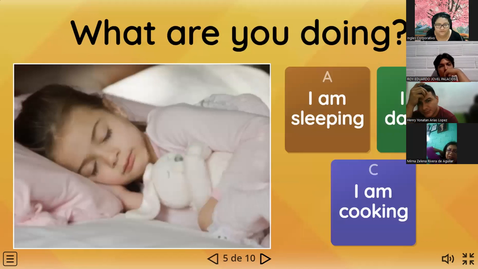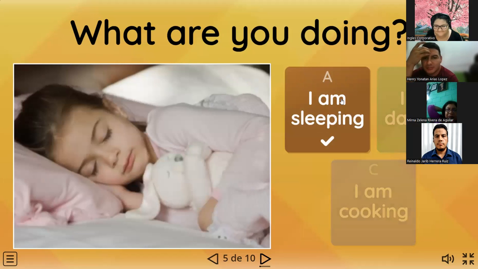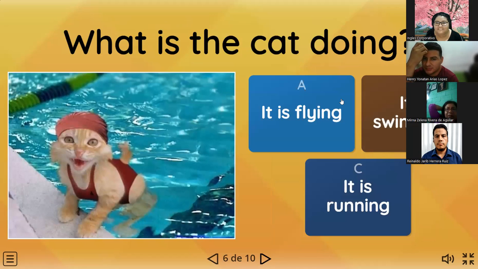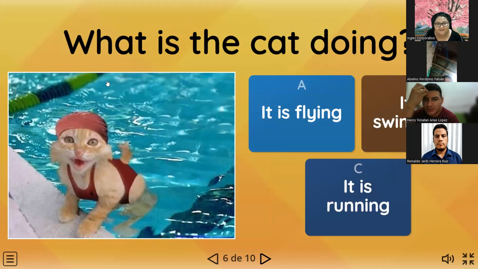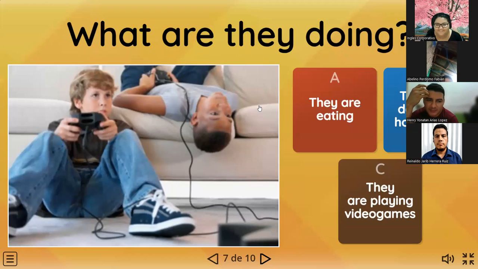What are you doing? I am sleeping. What is the cat doing? It is swimming. Is it not flying? All right. It's swimming. No es el gato volador, right? What are they doing?